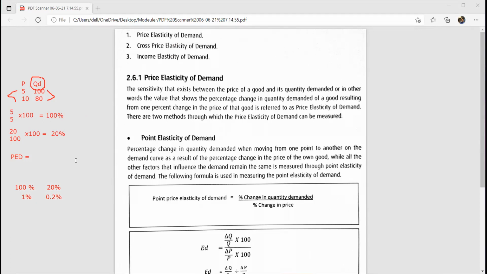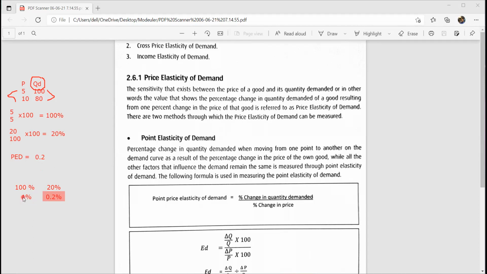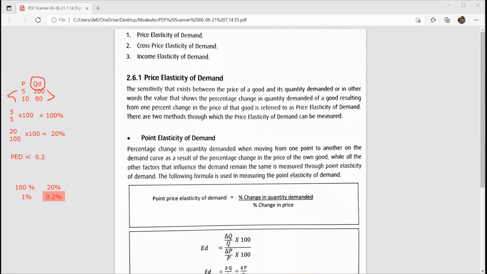So price elasticity of demand means this value, 0.2. So 0.2 is the response of the quantity demand due to 1% change in price. Here the price changed by 1. As a result, quantity demand changed by 0.2. Therefore, price elasticity of demand means 0.2. We do not put a percentage sign.